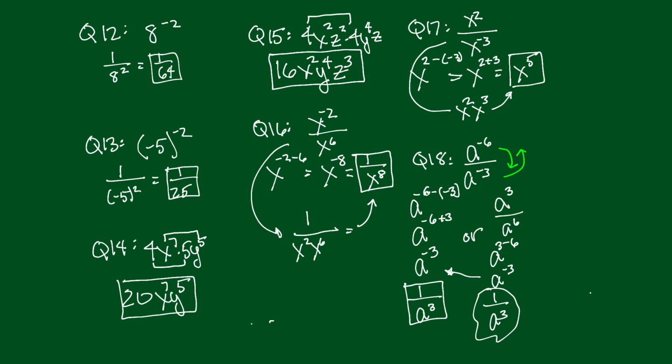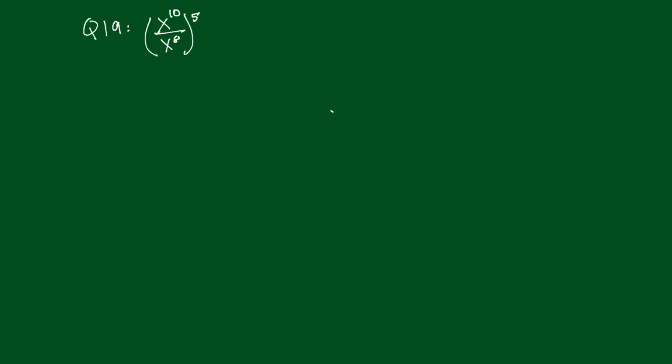Or, just think of it this way. If I'm back here, what have I got? I've got 3 a's on top. Here's what I'm visualizing. A. And on the bottom, there's 6 of them. 1, 2, 3, 4, 5, 6. Cancel them. So what's left on the top? A 1. And what's left in the bottom? A cubed.